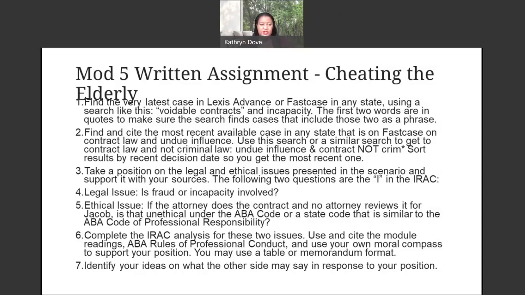contract cases. So take a position in this essay on the legal and ethical issues presented. One thing I do not like is any kind of moral ambiguity. So take a stance, say, I believe this contract is unenforceable. I believe that Jacob lacks the capacity to contract. I believe that the attorney is acting unethically, because I do not want moral ambiguity in your essay. I want you to take a stance and defend that stance with the cases that you find and with the ethical rules. The last part of the assignment is always to identify the ideas on what the other side may say in response to your position.